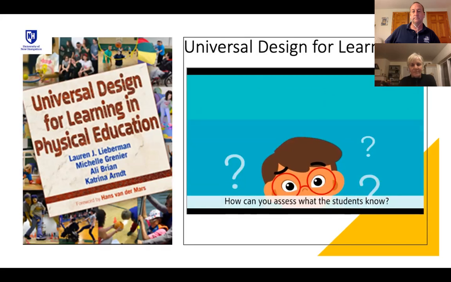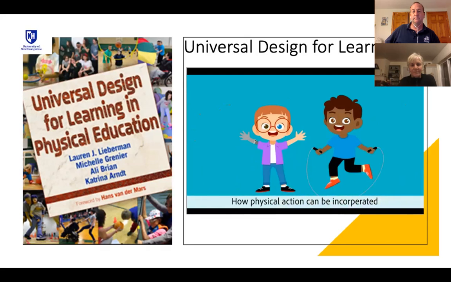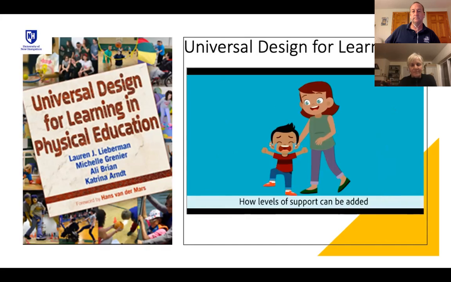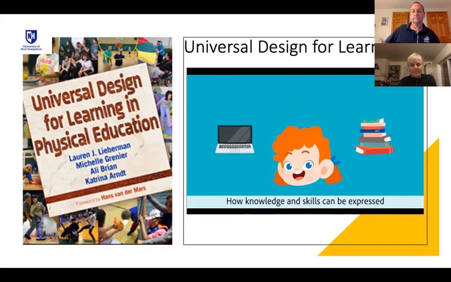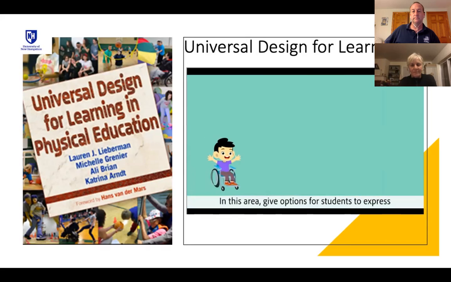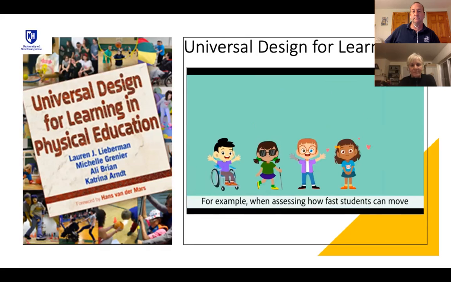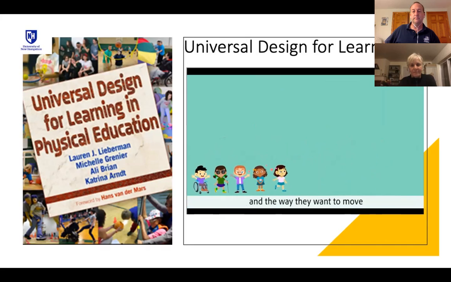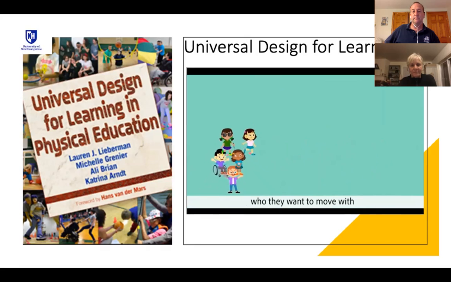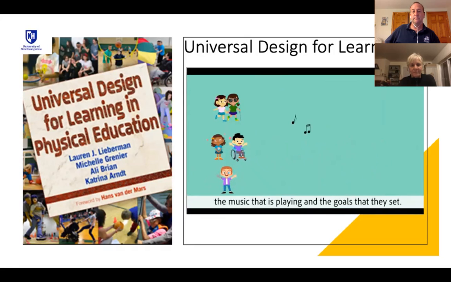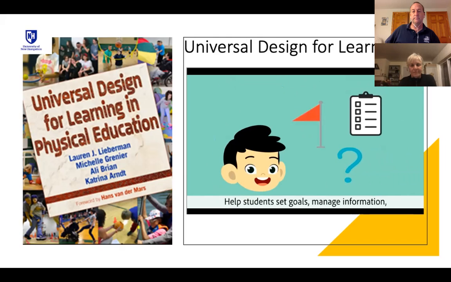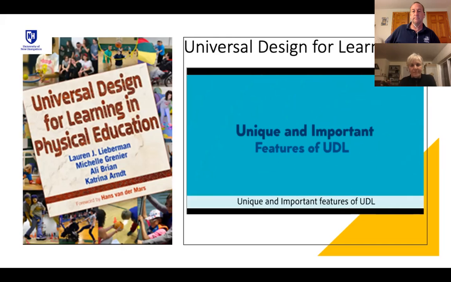How can you assess what the students know? How can physical action be incorporated? How can levels of support be added? How can knowledge and skills be expressed? In this area, give options for students to express what they know and can do. For example, when assessing how fast students can move from point A to B, you can allow them to choose the distance and the way they want to move, who they want to move with, the music that is playing, and the goals that they set. Help students set goals, manage information, and teach students how to monitor their progress toward learning goals.